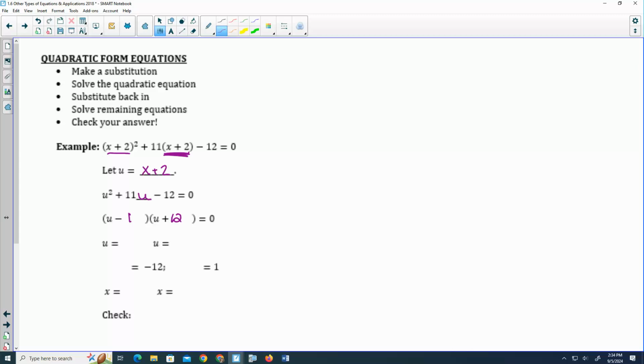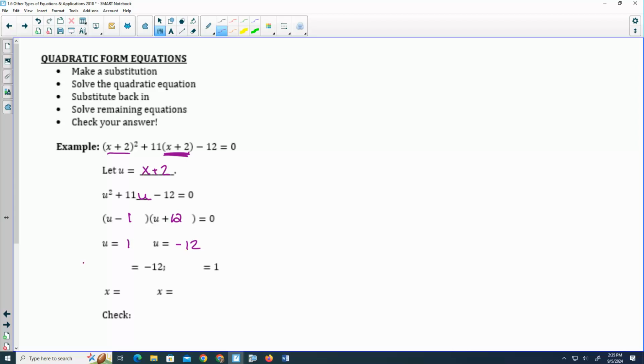Positive 12. So if we solve, u is 1, I'm going to get a 12. Okay, but my original problem did not have u. What was the u?